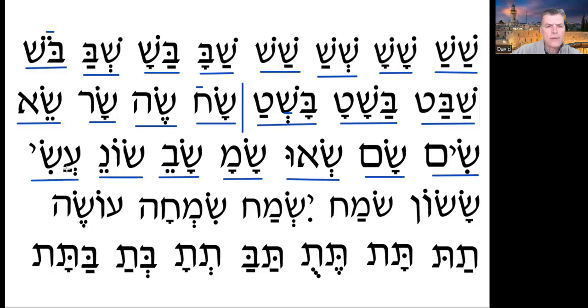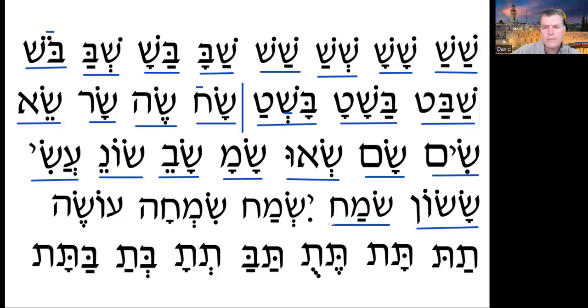We have a half vowel here, also called the composite vowel, known as chatef patach. It's pronounced exactly the same as patach, if you remember from our advanced vowels lesson. Next line. Sason.